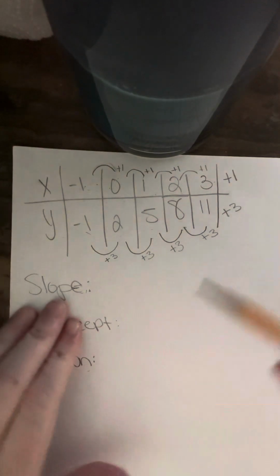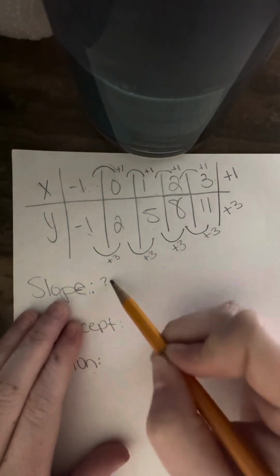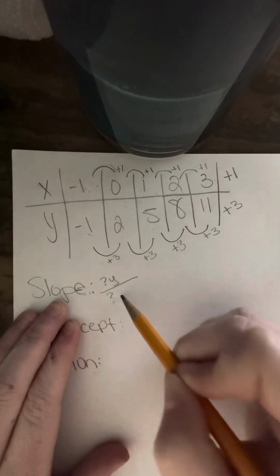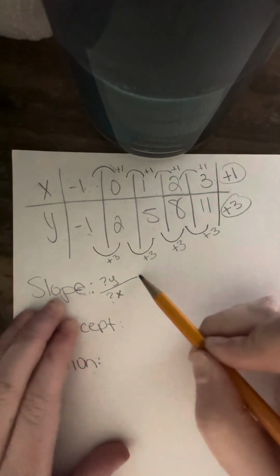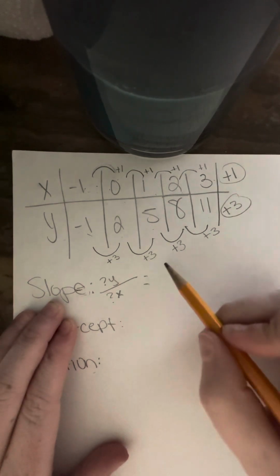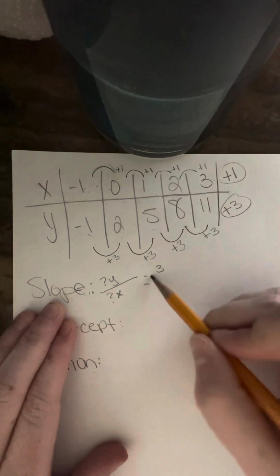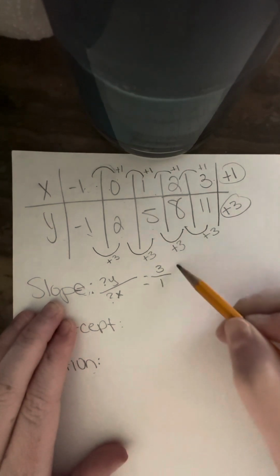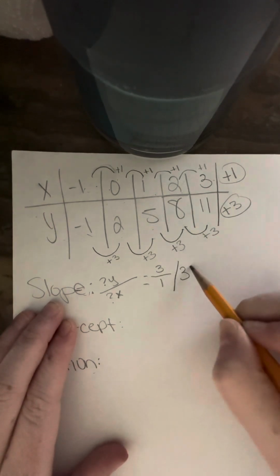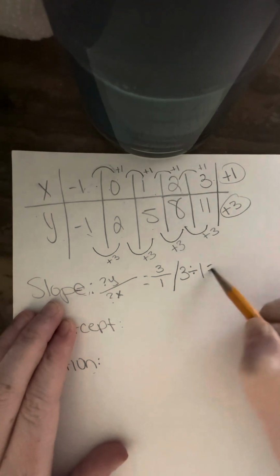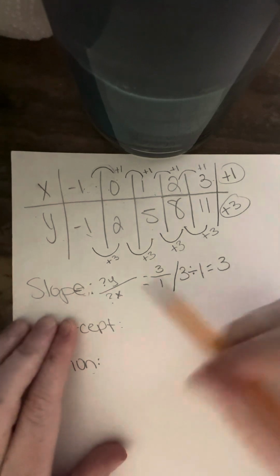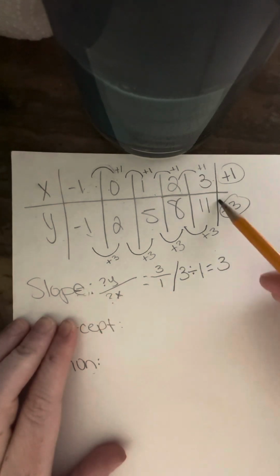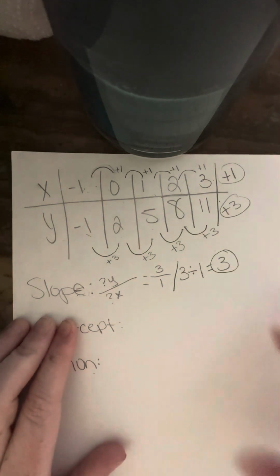So for our slope, we want to find, again, the difference in y over the difference in x. Since we already have that here and here, we are going to set that up as a fraction. So you'll have 3 over 1, which also means 3 divided by 1, and 3 divided by 1 is 3. So our slope for this table of values is going to be 3.